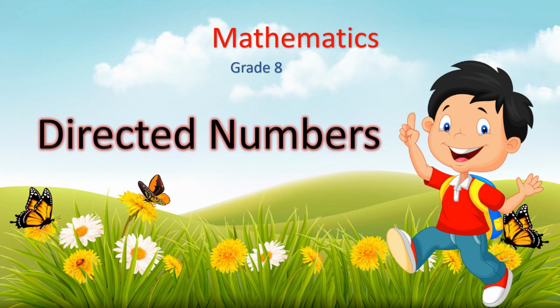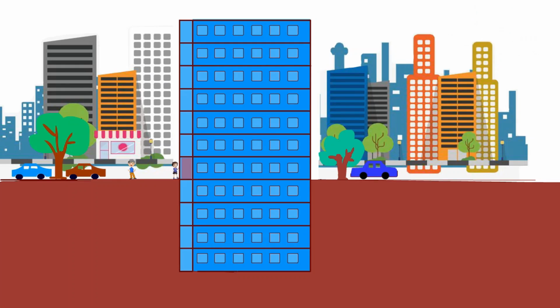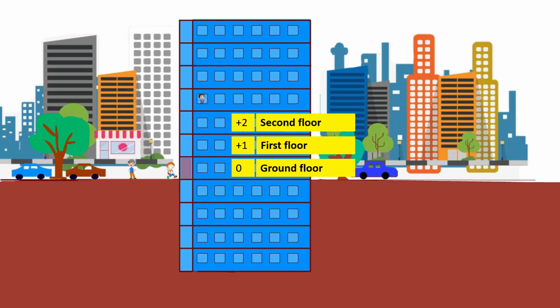We are going to learn about directed numbers. Dear children, this is a multi-story building. This building consists of floors above and below the ground floor. Also, my dear children, considering the ground floor as 0, the floors above the ground floor are named with positive numbers and the floors in the opposite direction are named with negative numbers.